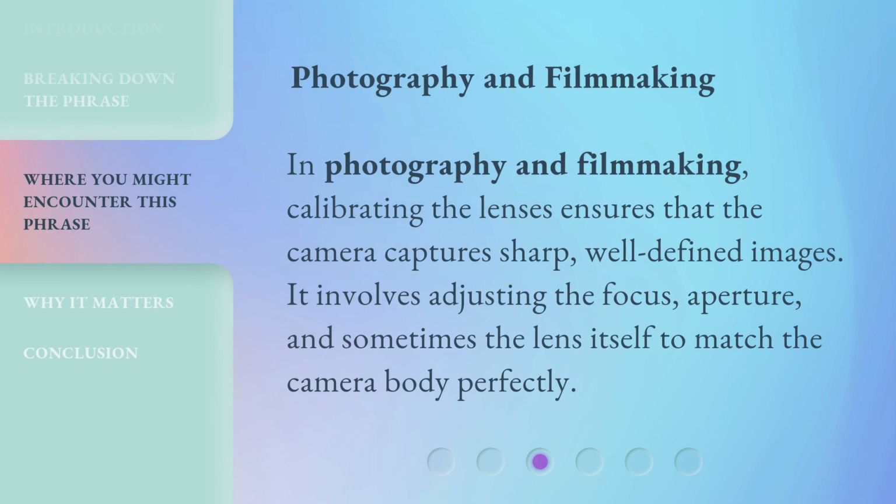Photography and filmmaking. In photography and filmmaking, calibrating the lenses ensures that the camera captures sharp, well-defined images. It involves adjusting the focus, aperture, and sometimes the lens itself to match the camera body perfectly.